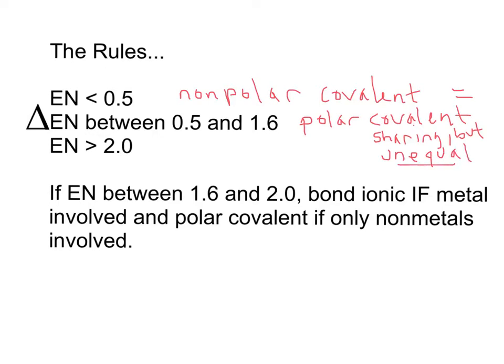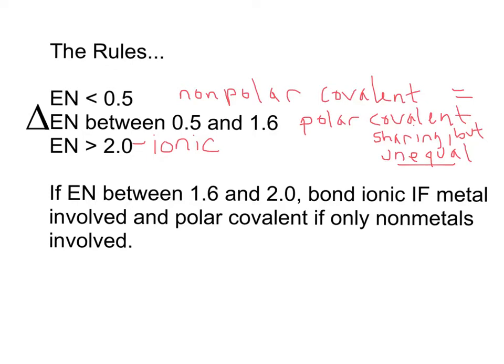It's unequal. So the one atom pulls harder on the electrons than the other one, so it's got a little more of a negativity to it. Almost like a negative ion, but not quite. The other one doesn't have the electrons held as tightly to it, so it's almost like a positive ion, but not quite, so we call it a polar bond.